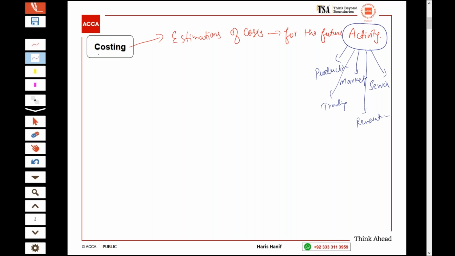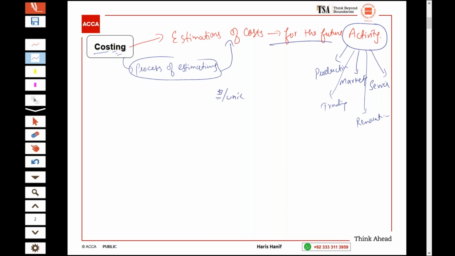So what do you mean by the term costing? See, it is costing, it is a process. It is a process of estimations of cost for the future activity. And when we are going to produce the product, as I have said earlier, probably on day 1 of this webinar, paper MA management accounting is majorly focused on production, on the manufacturing aspect.